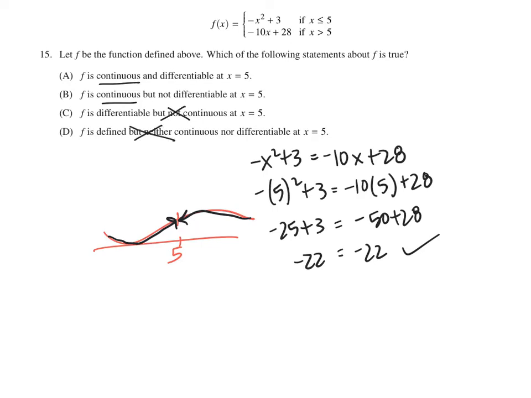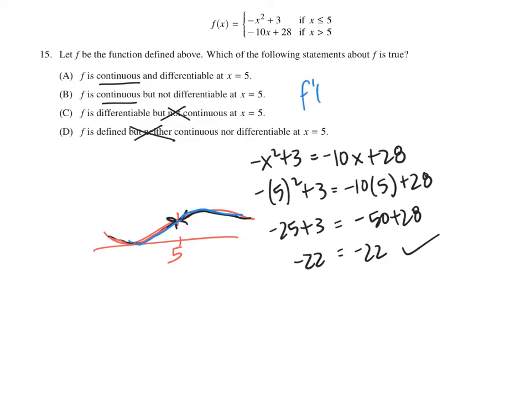For something to be differentiable, that means that the slope from the left has to be equal to the slope from the right as I approach 5. And we can have no cusps or corners. So in order to check that, I'm going to say, all right, what is my slope of my function?